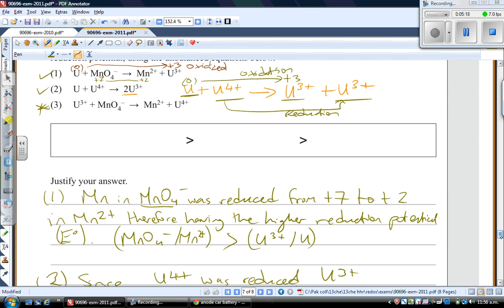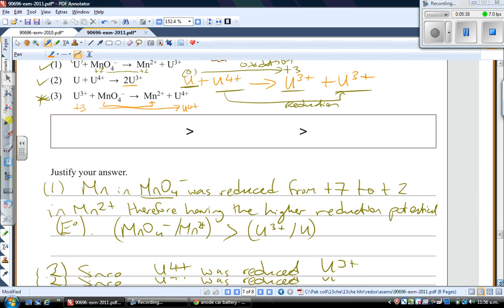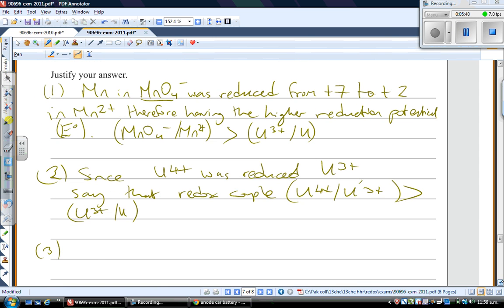So equation 3, again, assign oxidation numbers is the only way to figure these things out. So uranium 3 plus we have being oxidized, in this case, to uranium 4 plus. So that has the lower reduction potential value, whereas the manganese in permanganate is again reduced. So equation 3 tells us that permanganate, that couple has a higher reduction potential E0 value than the other couple.